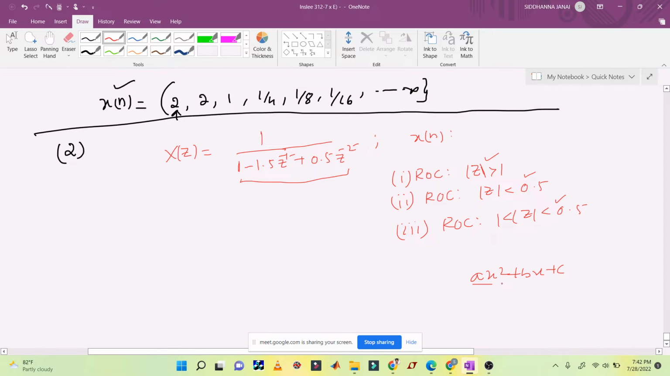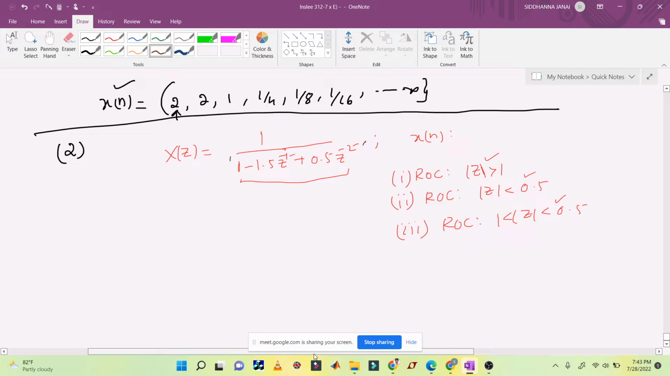Separate out the roots and write. So separate out, you can use a calculator or minus b plus or minus square root of b square minus 4ac by 2a. Using that equation also you can find out the root, and then you substitute similar to your partial fraction theory. So first you can take the calculator for this. You can take the calculator and then find out the roots for this one.